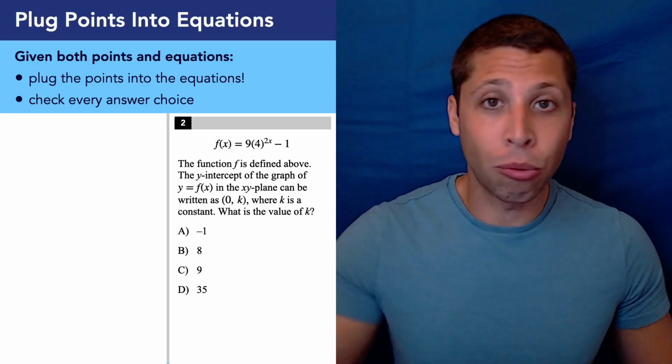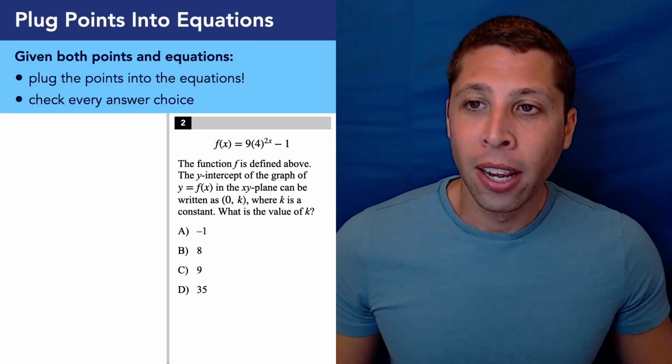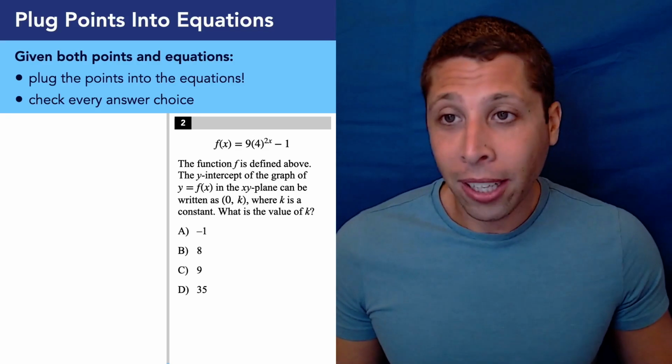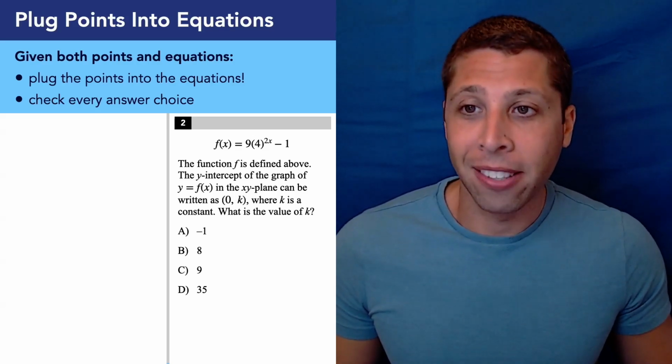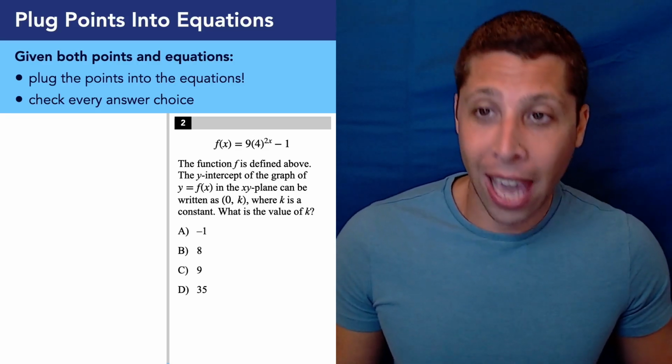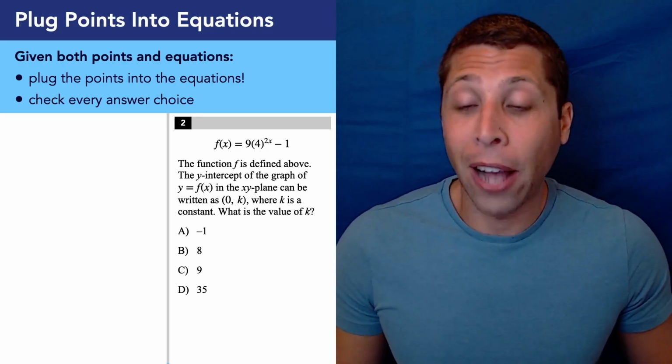So here's a question. I'll just read the question part. We got an equation to start. The function f is defined above. The y-intercept of the graph of y equals f of x in the xy-plane can be written as (0, k), where k is a constant. What is the value of k?